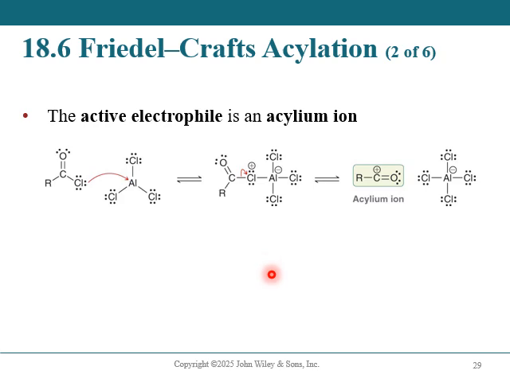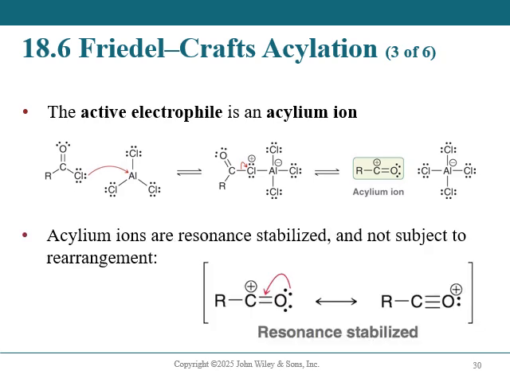The active electrophile is going to be an acylium ion. See acylium ion right here. And the steps for that formation are exactly the same as the ones for your carbocation in your alkylation. So my advice, since both of these are so similar, if you know one, then you know the other. Acylium ions are resonance stabilized and not subject to rearrangement.